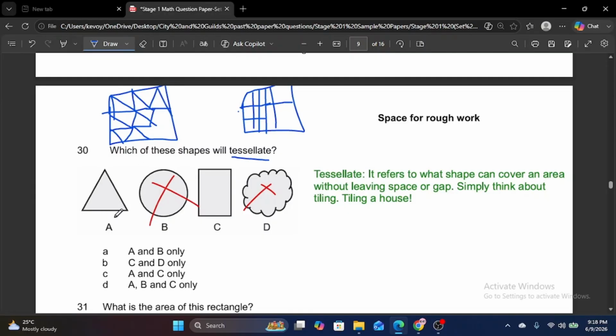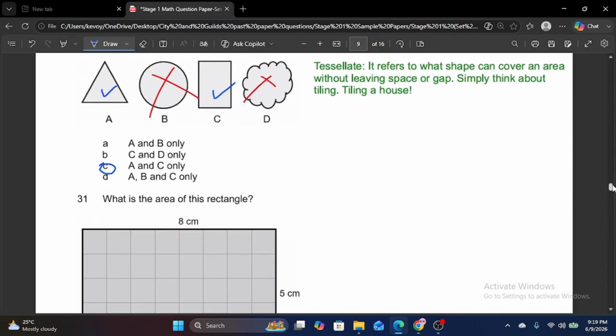Alright, so the only answers are the triangle and the rectangle. So that's going to be A and C only. So whenever you see this word right here, tessellate, it just refers to what shape can cover an area without leaving space or gap. So just simply think about tiling, and what shape could cover that area without leaving unnecessary space or gap.